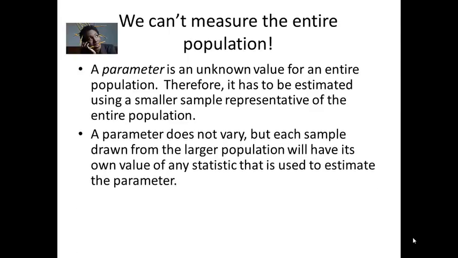This unknown parameter, in other words the mean of every person's IQ living in the United States, doesn't vary. It is a concrete number. But every sample that we draw from this larger unknown population will have its own value of any statistic that is used to measure or estimate the parameter.